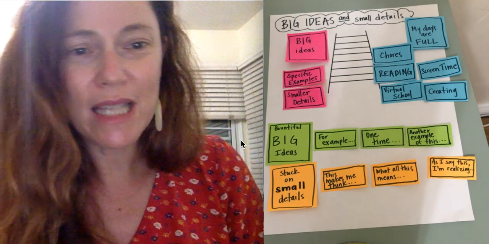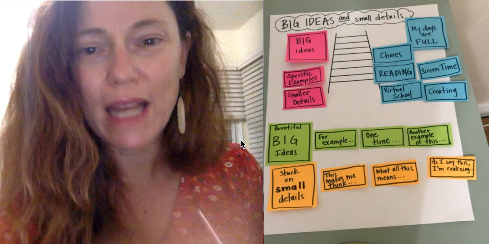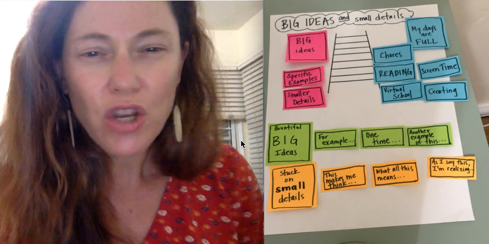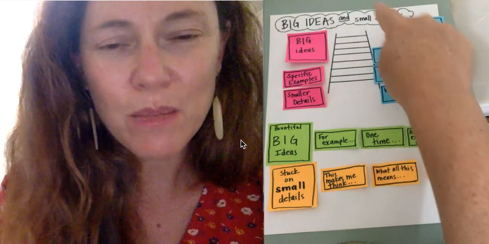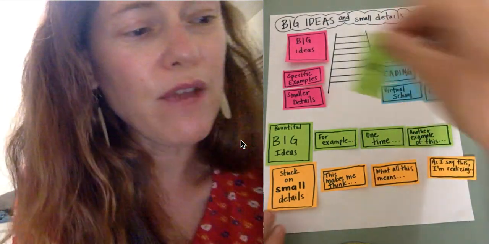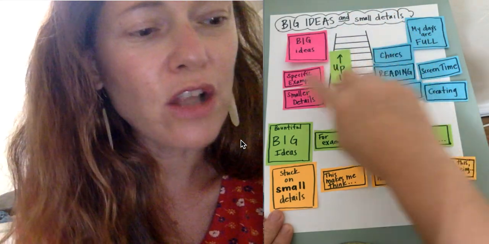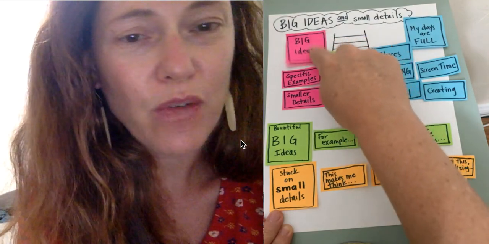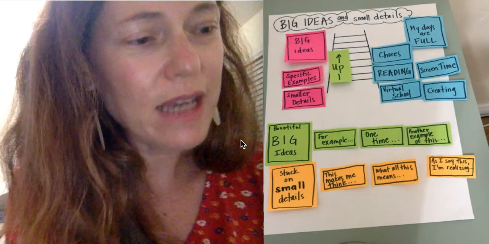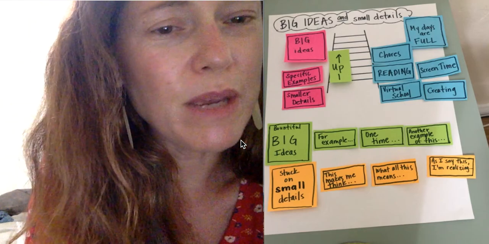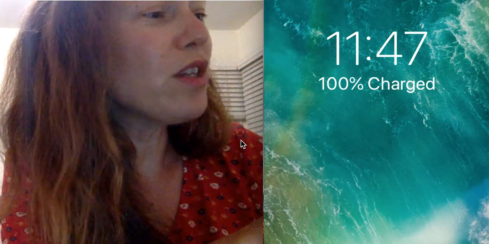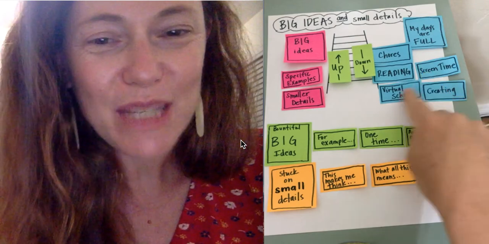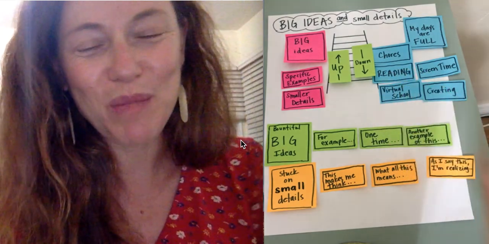So I hope you guys can see that for really good journal writing, to leave a great document for your future self or for future historians, you're going to want to have big ideas and small details in your writing. If you're the kind of writer that has a lot of specific examples, you're going to want to go up the ladder and create some big ideas. And if you're the kind of writer who has lots and lots of big ideas, you're going to want to go down the ladder and get some specific examples and smaller details.